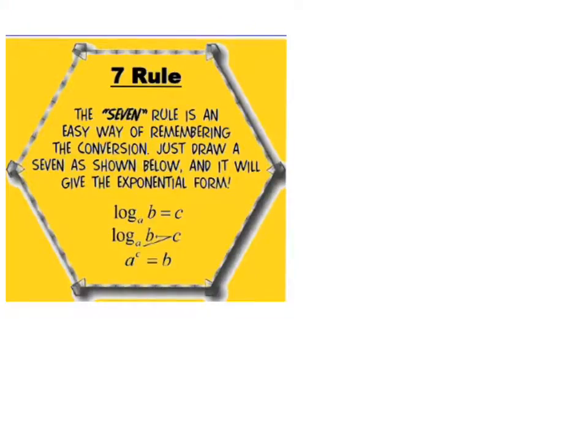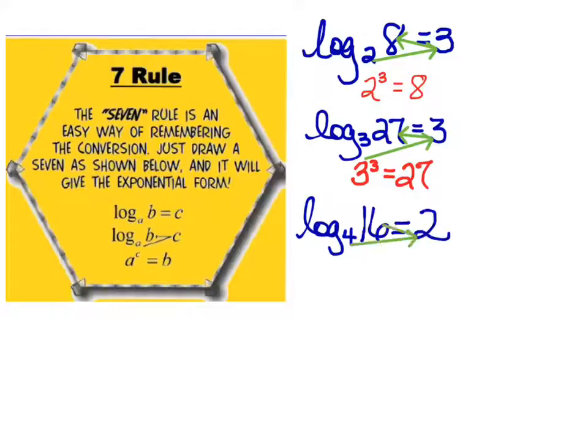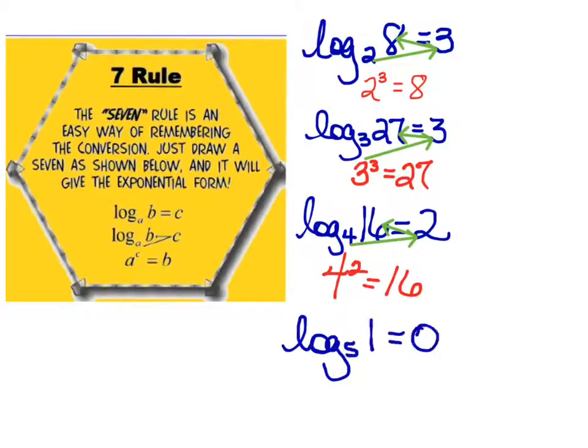Okay, so the 7 rule is just an easy way of remembering the conversion. Just draw 7 as shown, and it will give the exponential form. So 2 cubed equals 8. 3 cubed equals 27. 4 squared equals 16. 5 to the 0 power equals 1.